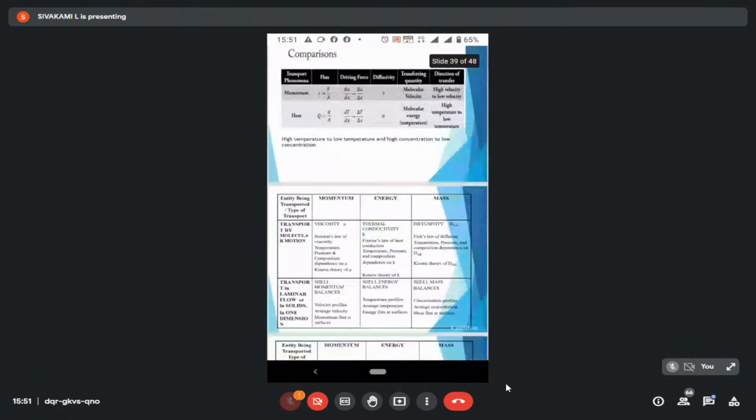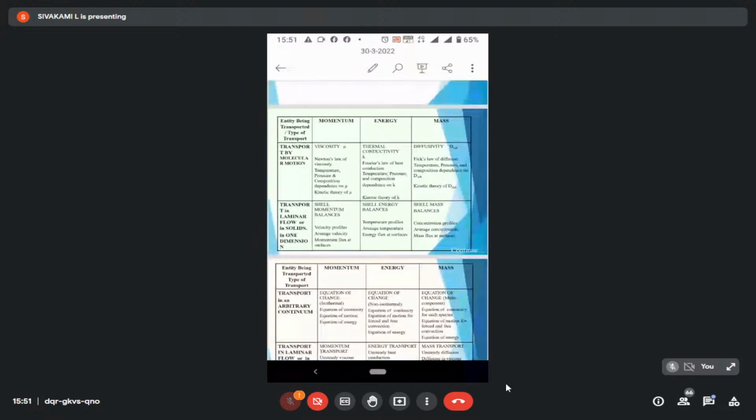And now we will go to the comparison chart: what is transported, how it is transported, and what is the effect under momentum, energy, and mass. Transported by molecular motion, the viscosity is mu, the thermal conductivity is K, and the diffusivity is D. All the variables that occupy the Navier-Stokes equations are viscosity, thermal conductivity, diffusivity, concentration C, and the heat source Q, based on the Reynolds number.